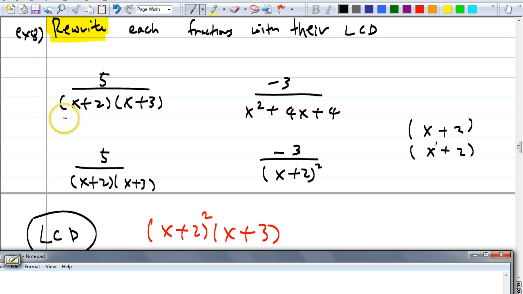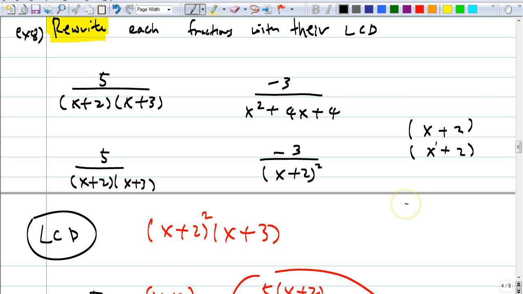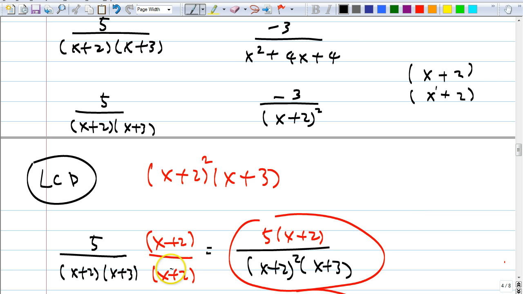So, is there a way to write 5 over x plus 2 times x plus 3 with this LCD? How do you do that? Multiply top and bottom of this by? Hold on, how about Audrey? What do you think I have to do if I want to rewrite 5 over x plus 2 times x plus 3 with this new LCD, x plus 2 squared times x plus 3? We need to multiply top and bottom by? Exactly. Wouldn't it need x plus 2? Don't you need to multiply top and bottom of this by x plus 2? Then it will get x plus 2 squared, right? And do you have to multiply 5 times x plus 2? Yes. It's okay, just leave it as a factor for now. Is that okay? Now, what about the other one?